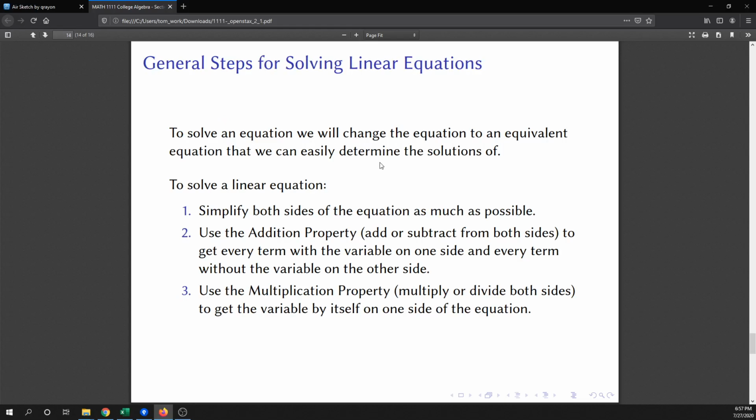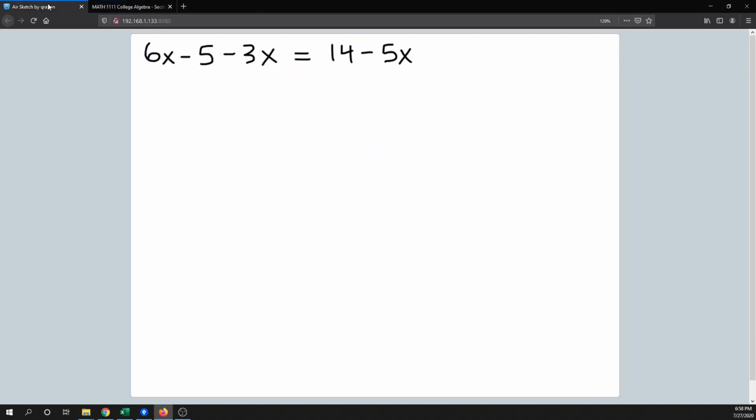To solve a linear equation, what you want to do is simplify both sides of the equation as much as possible. Once you get each side as simple as you can, then generally you want to use the addition property that we talked about in the previous video, that is, add or subtract from both sides. The goal there is to get every term with the variable on one side of the equation and every term without the variable on the other side. And then once you've accomplished that, generally you want to use the multiplication property. All right, so let's work through that.